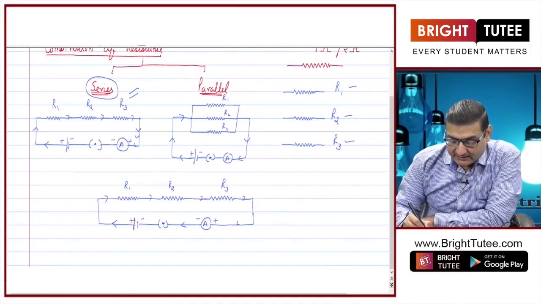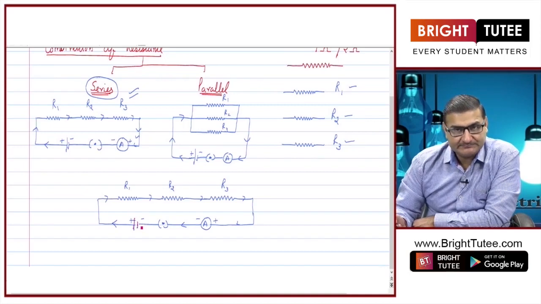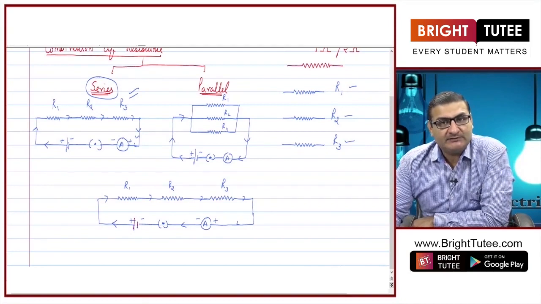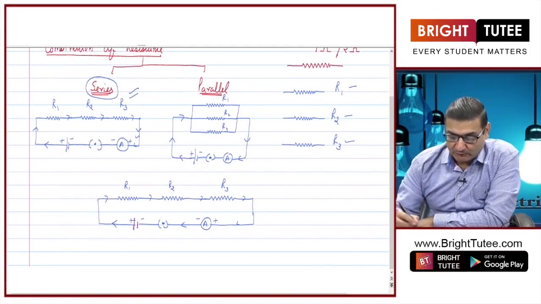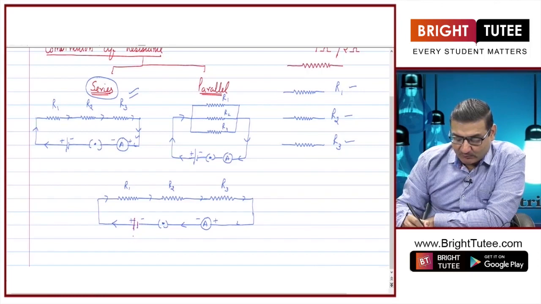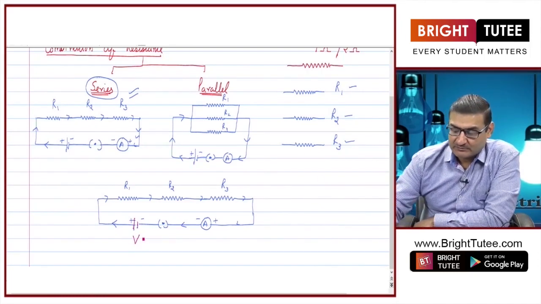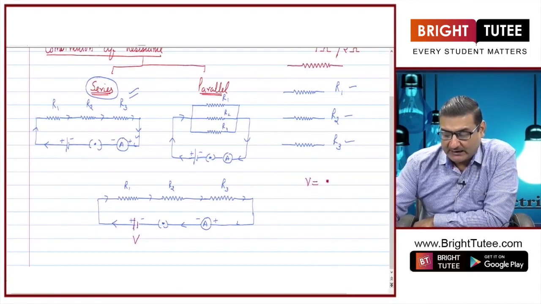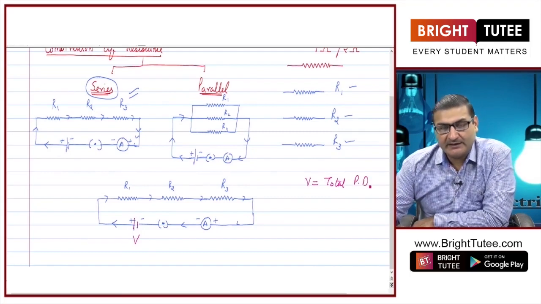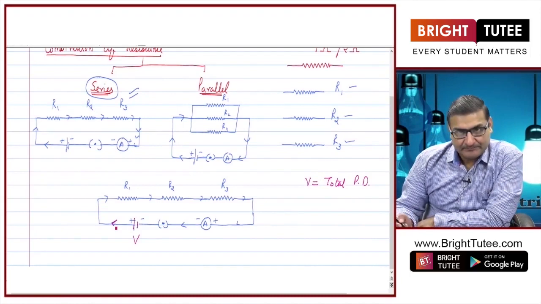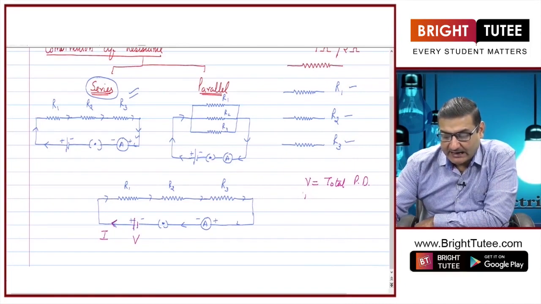This is a cell, or I can take a battery over here. This battery is the device which will maintain the potential difference in the circuit. So, we say that this battery is providing a total potential difference of the circuit as V. So, if I am talking about V, I am talking about total potential difference in the circuit. Fine. The amount of current which is flowing is the total, let it be I.